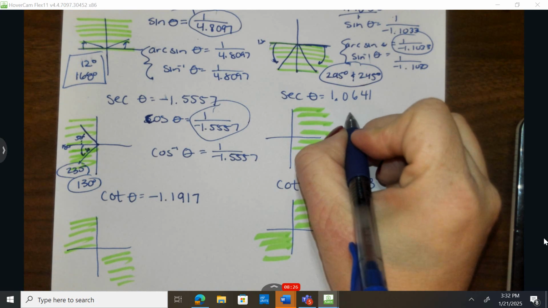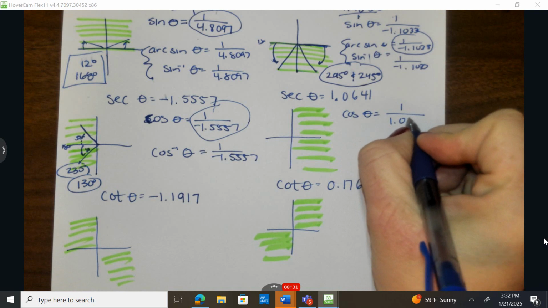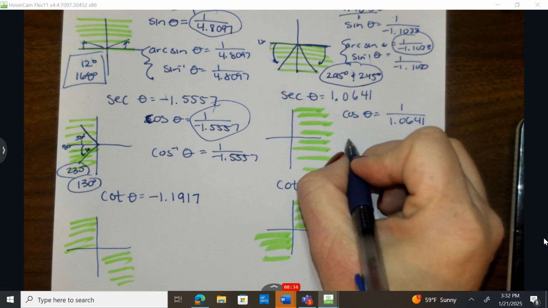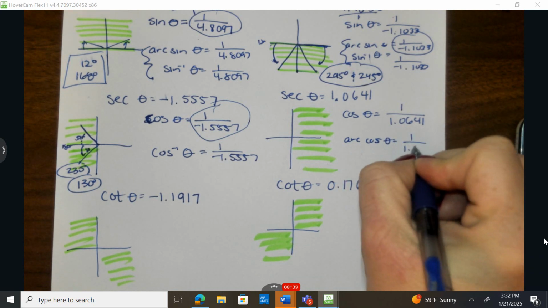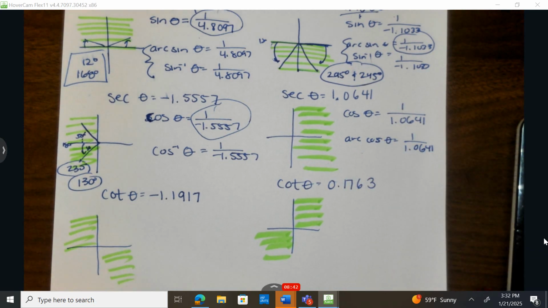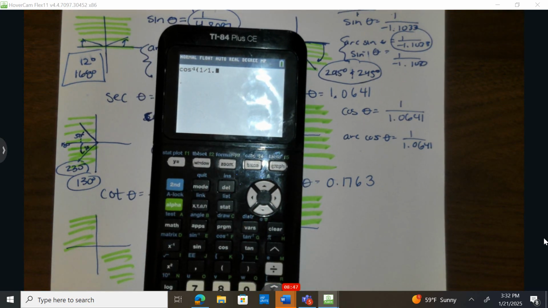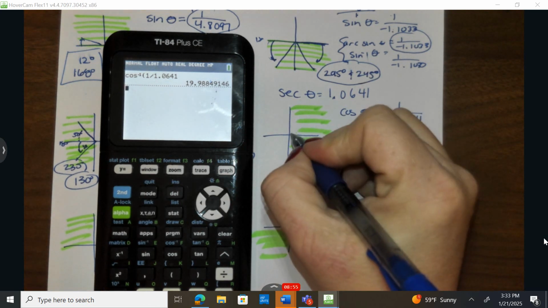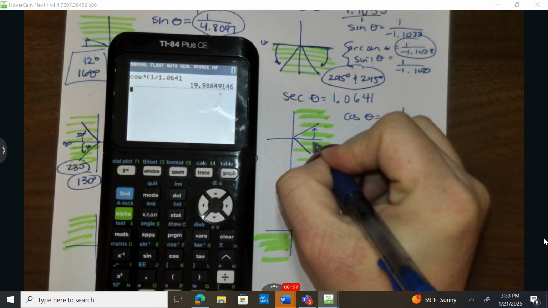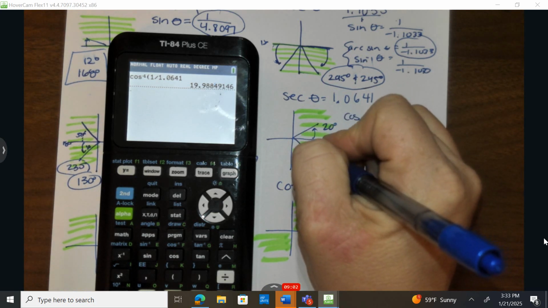Let's go ahead and write this as the cosine of this angle is 1 divided by 1.0641. Again, whether you write arc cosine or you do the inverse cosine, we should be getting the exact same mathematical answer. Inverse cosine of 1 divided by 1.0641. Okay, so approximately 20. It's approximately 20 degrees we can see. So I'm going to go up 20 degrees. I'm also going to drop down 20 degrees. That's my reference angle. So I'm going to check 20 and 360 minus 20 is going to be 340.